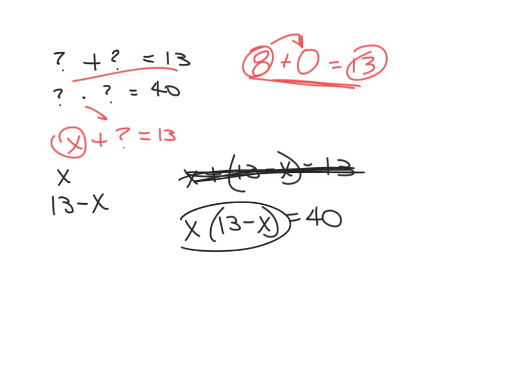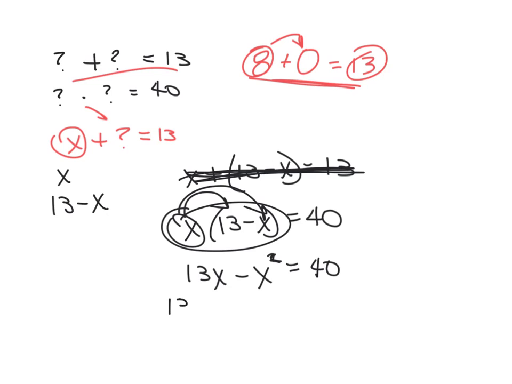Alright, so this gives me x times 13 is 13x. x times x is x squared. And let's bring everything to one side of the equal sign. Okay, now here's a trick. Let's put it in the right order. We're going to put our x squared first. That always goes first.